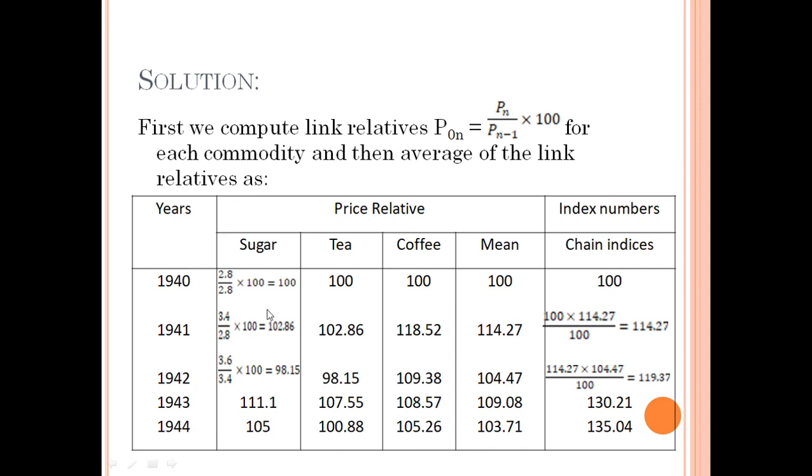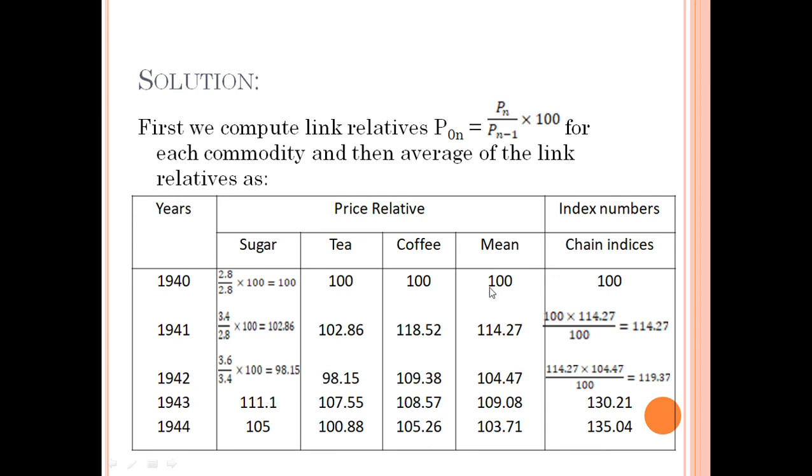And you know how to calculate the mean: sum of all the values divided by the number of all the values. Now here are three commodities, so you will add these three values and divide it by 3. So 300 divided by 3 is again 100. Then if you add them all and divide by 3, you get 114.27, and so on. For each year, you will calculate the mean of link relatives.